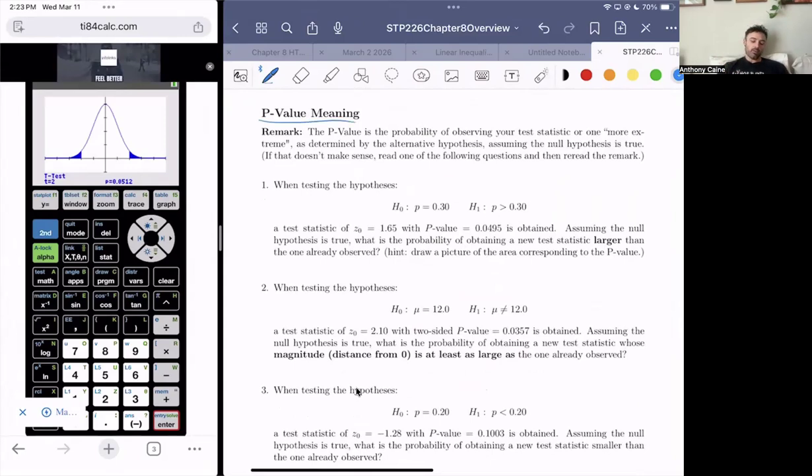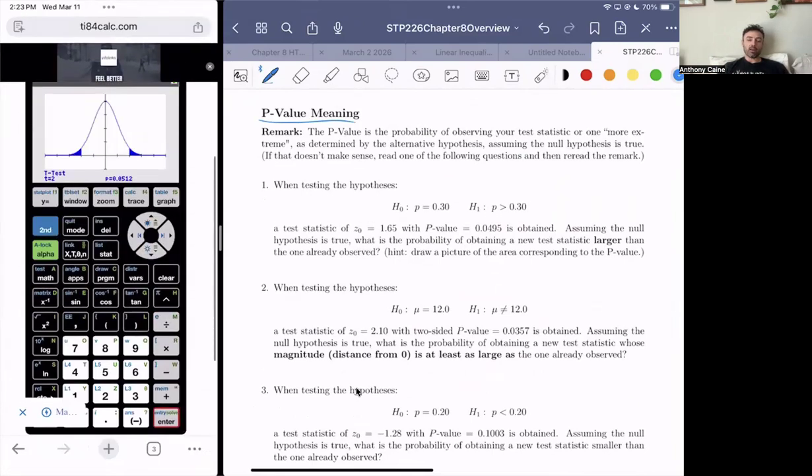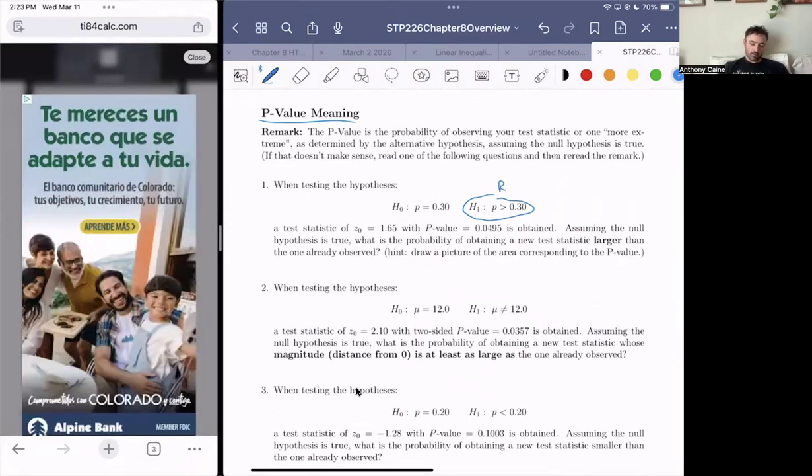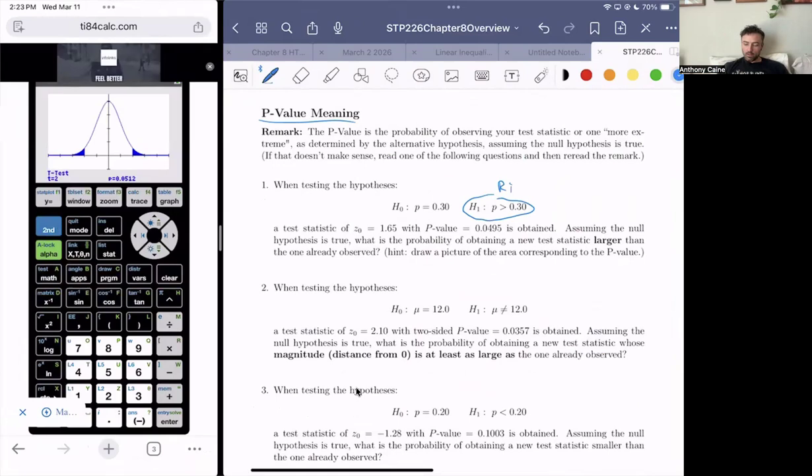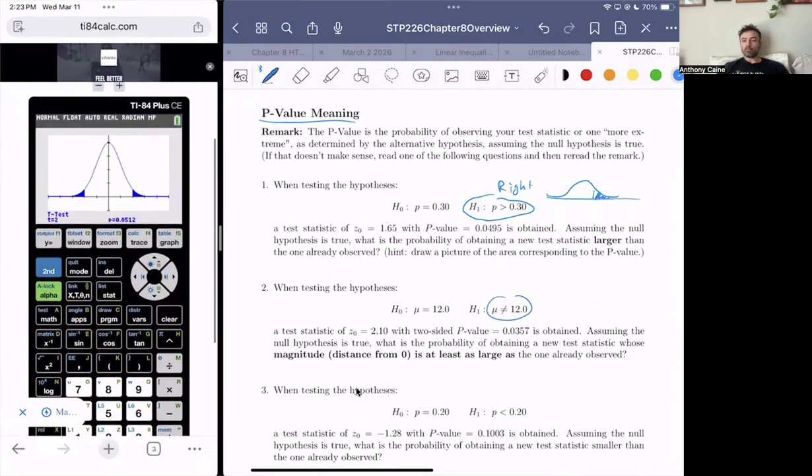Okay, so the p-value is this area, and the area that you care about depends on your alternative hypothesis. So here, this is right-tailed. In its little picture, it only cares about what's on the right. Here, this is two-tailed, so that's like what's on the calculator screen right now. Left-tailed, right? It only cares about what's going further left. Okay.